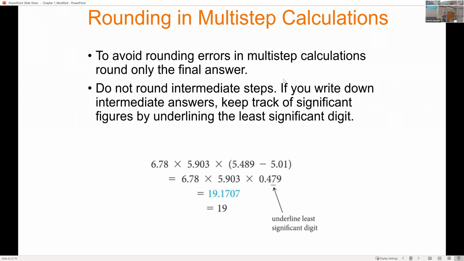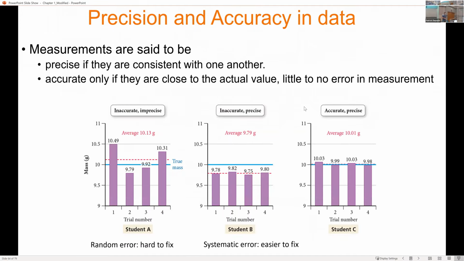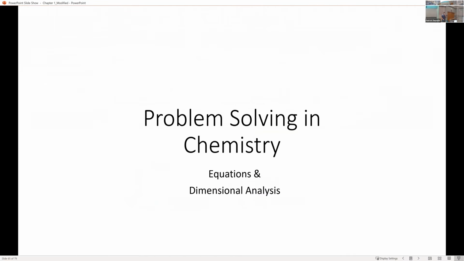Rounding, we know how to round. Rounding and multi-step, I think we're good with that. Precision and accuracy we talked about already. Okay, so any questions before we start unit dimensional analysis? What time is it? Oh, we're good.